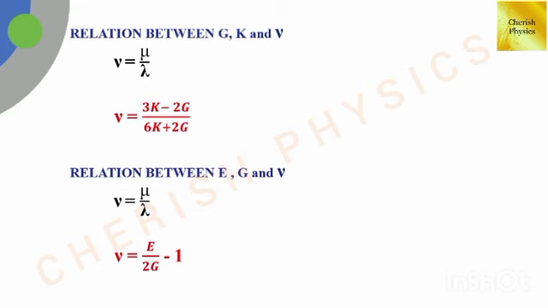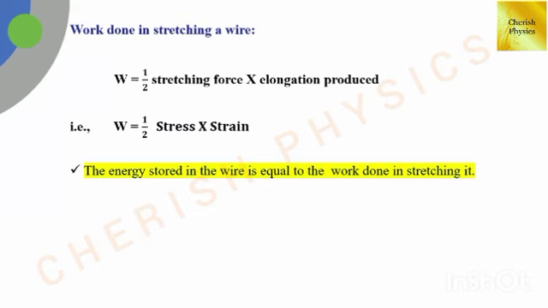Now let us see the last topic, work done in stretching a wire. Work done W equals half into stretching force into elongation produced, which equals half into stress into strain. The work done in stretching a wire is equal to the potential energy stored in the wire.